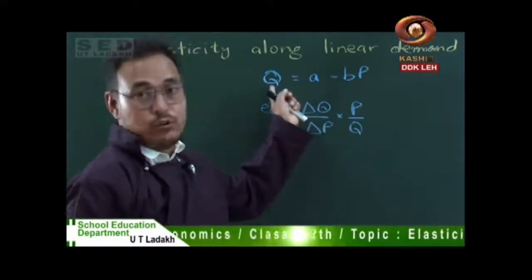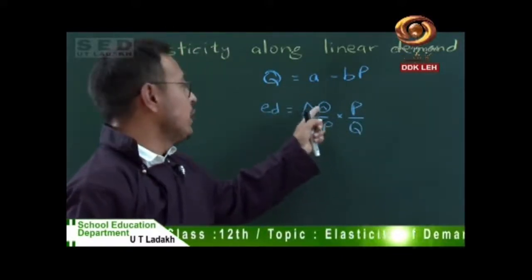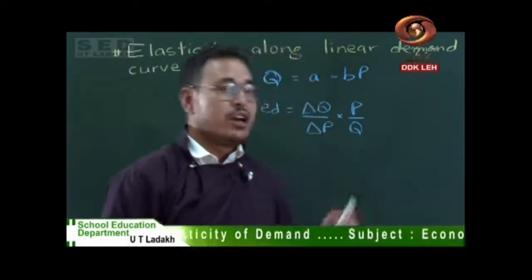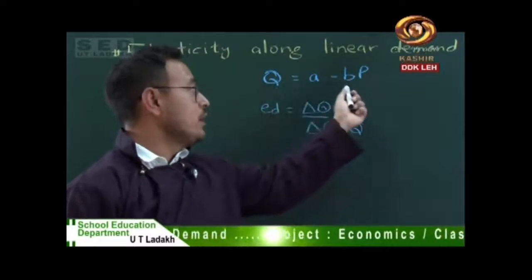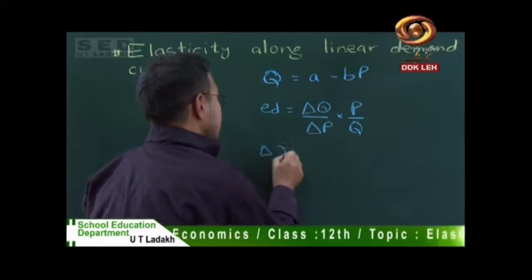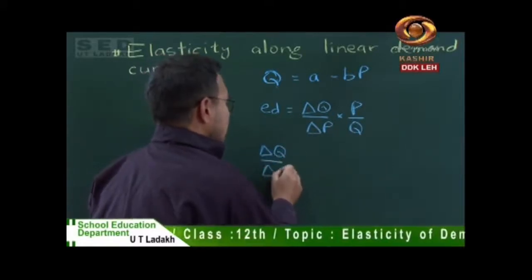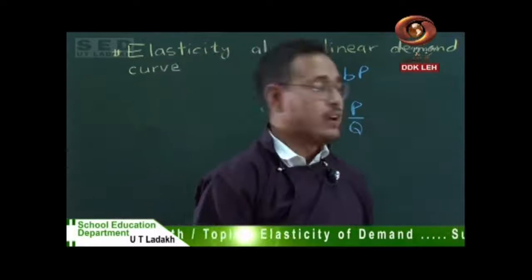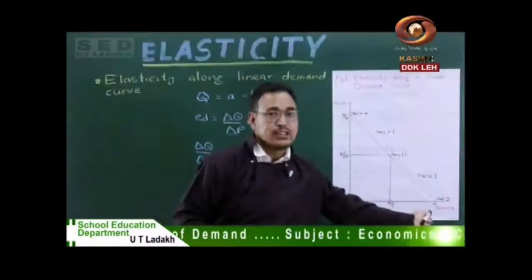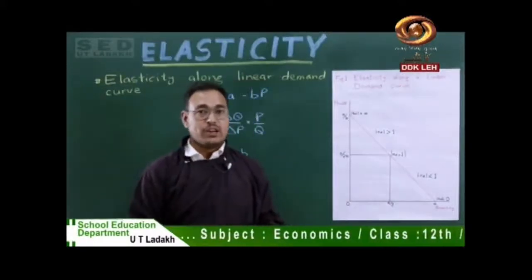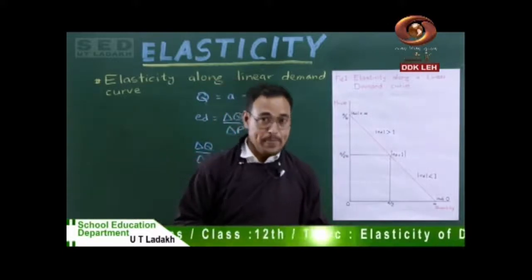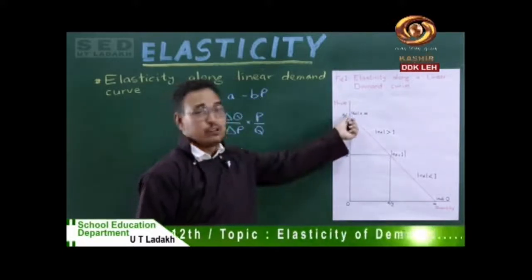Now what is your Q? Q is this. Now we need to find delta Q divided by delta P, which is the first derivative of Q. Here we find that it is minus B, which is also the slope of this particular curve. It has a value of minus B. Now on this curve we are calculating the value of elasticity for different values of price and quantity. Here first we are taking this particular point.